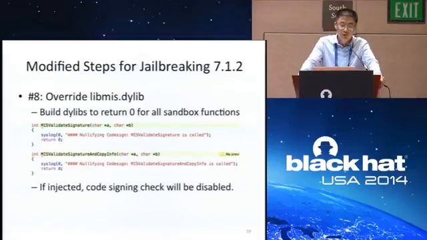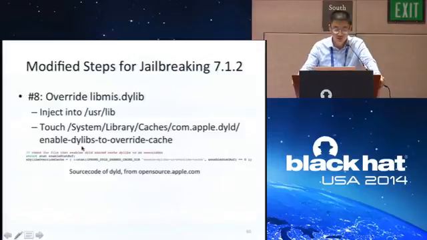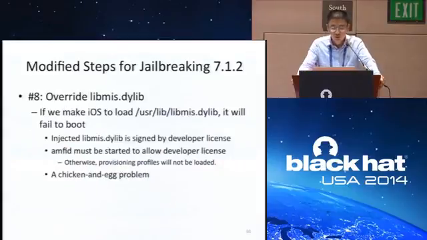A very important feature we want is to disable the code signing check. The traditional way is that if you can override two very important APIs, then you can disable the code signing check. So the trick used by Evasion 7 is this: if a special file called enable.libs.override.cache exists under this folder, the dynamic loader will separately load all the libraries from the library folder. However, what we want to do is use our forged library to replace the original libsystem library.